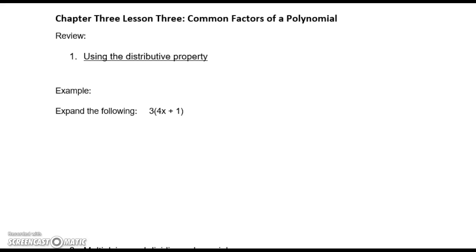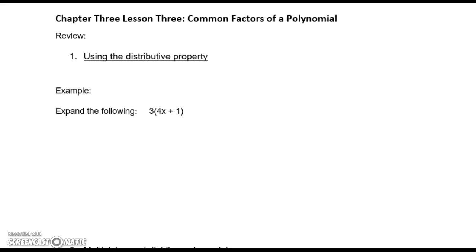In this video, we're looking at Lesson 3 from Chapter 3, which is talking about common factors of a polynomial. Now before we move on to our new information, we first need to do a quick review of the distributive property and multiplying and dividing polynomials, which you all would have learned in grade 9.